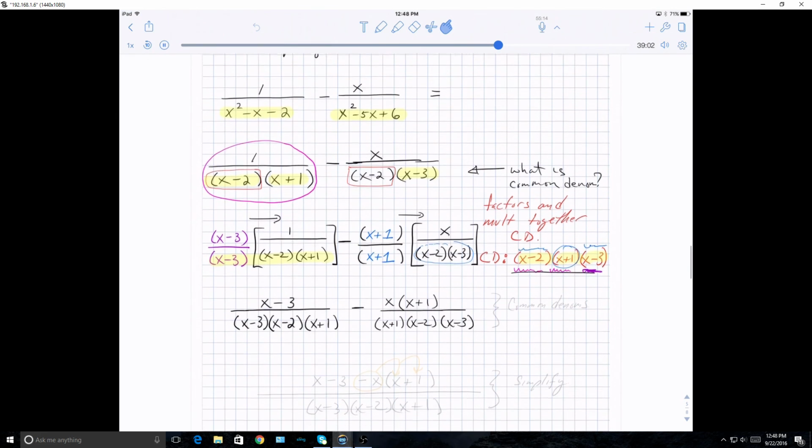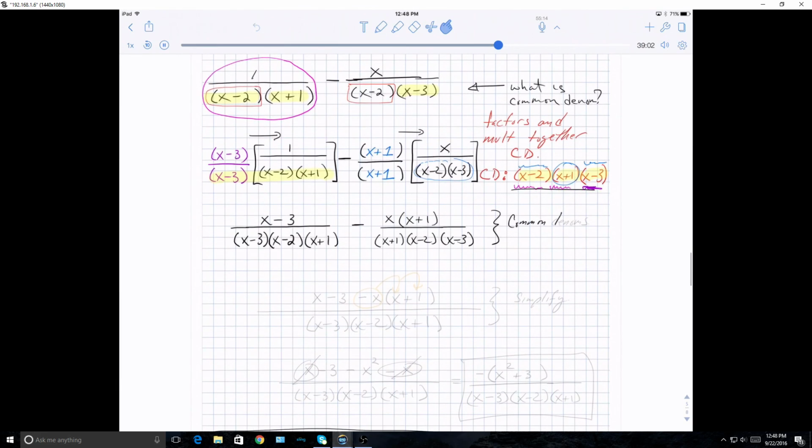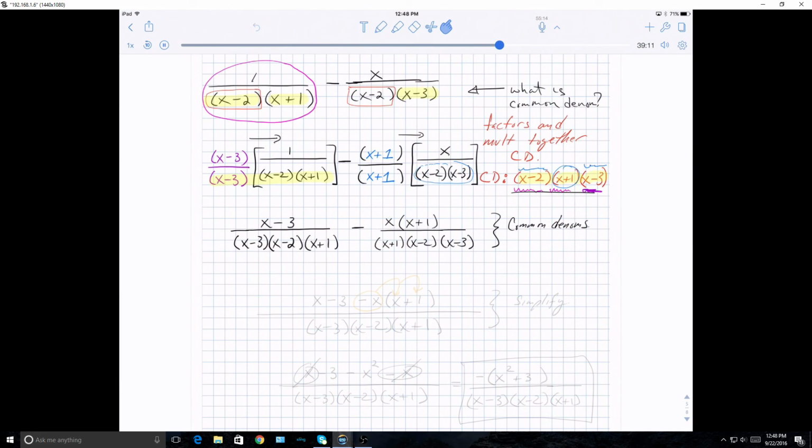So now that we have the common denominators, we can actually just put the numerators over the common denominator. So what this would be now is x minus 3 minus x times x plus 1, all divided by the quantities x minus 3, x minus 2, and x plus 1. And all we have to do now is do some simplifying.